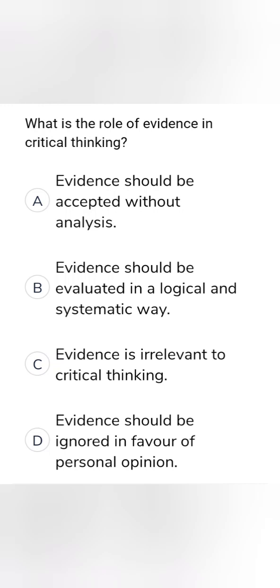Next question is, what is the role of evidence in critical thinking? First one is, evidence should be accepted without analysis. Option number B, evidence should be evaluated in a logical and systematic way. C, evidence is irrelevant to critical thinking. Option number D, evidence should be ignored in favor of personal opinion. Option number B is right. Evidence should be evaluated in a logical and systematic way.